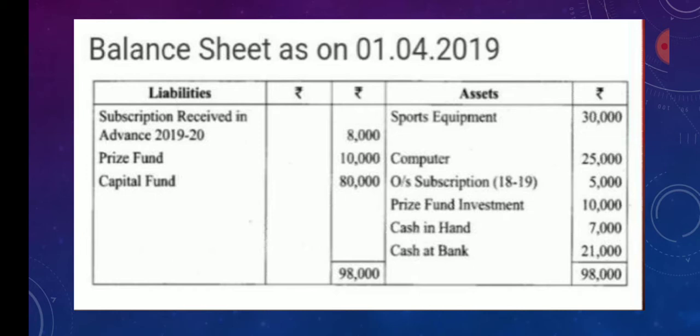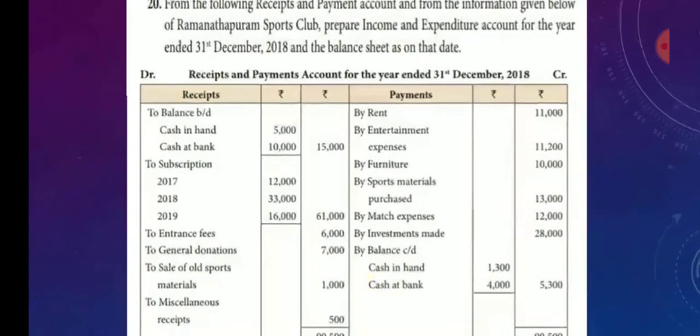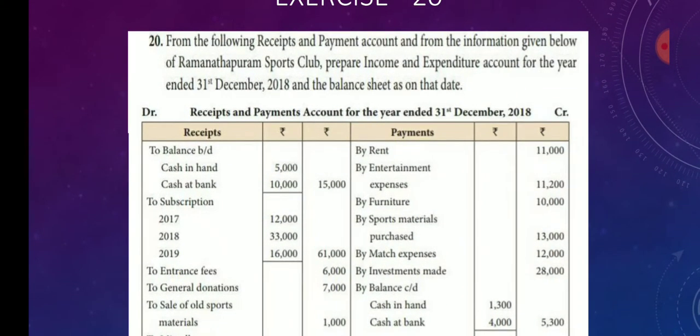Next, exercise number 20. From the following receipts and payment account and from the information given below of Ramanathapuram Sports Club, prepare income and expenditure account for the year ended 31st December 2018 and the balance sheet as on that date. A receipts and payment account is given. The receipts and payment account for the year ended 31st December 2018.